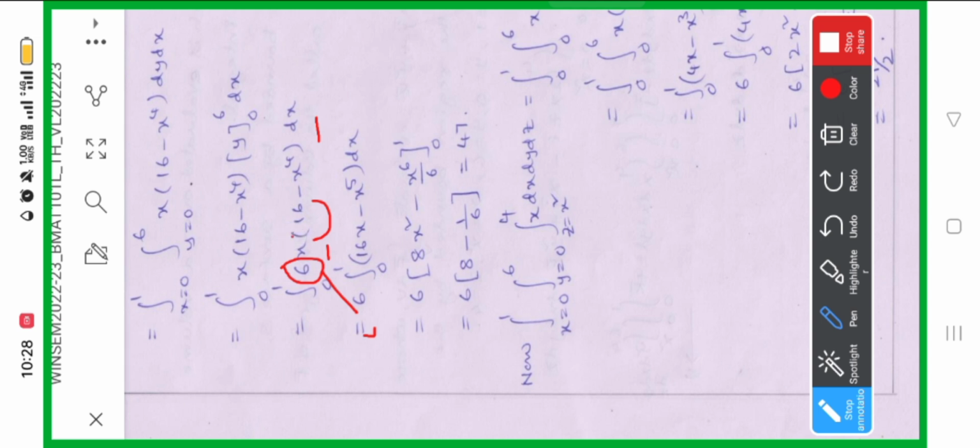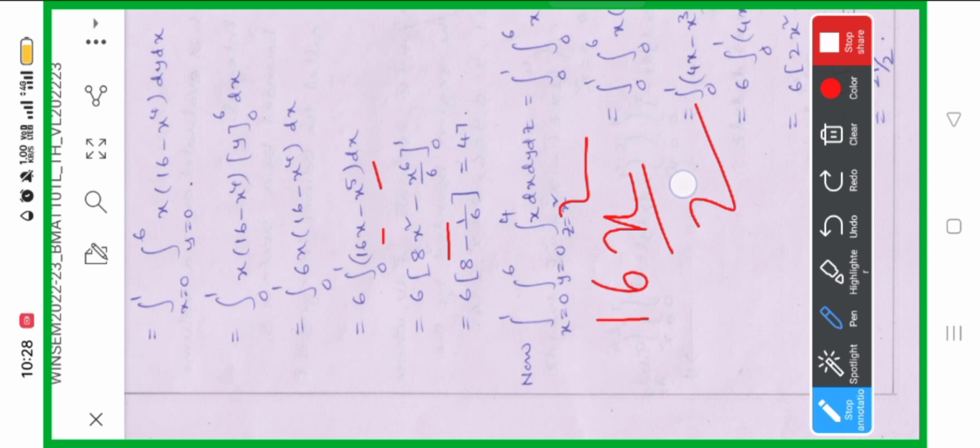16 into x is 16x, and this becomes x to the power of 5 dx. I think you got it. And now you are integrating, right? Now integrating 16x, x to the power of 5, what happened with the x square by 2? That is 16 x square by 2, 2 1s are 2, 2 8s are 16, get cancelled, only 8x square will be there.